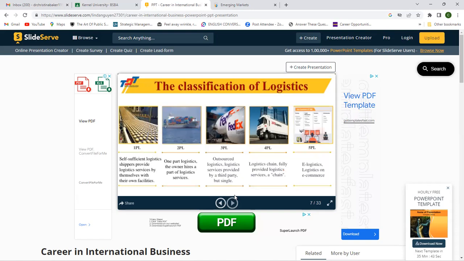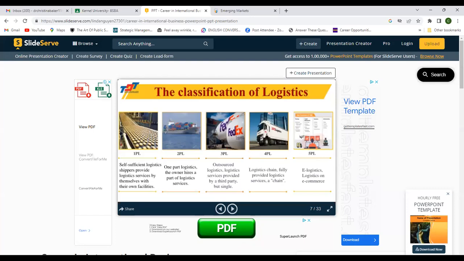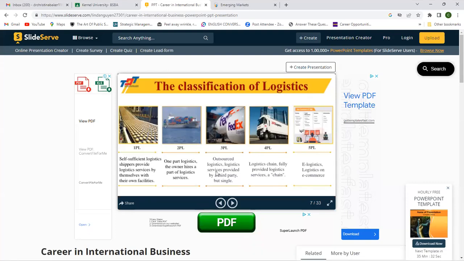Here we have the classification of logistics. We have self-sufficient logistics, where shippers provide logistics services by themselves with their own facilities. Part of logistics owners hire, and part of logistics services are outsourced. Logistics services are provided by a third party, by a single provider. Logistics chain fully provided logistics, e-commerce.